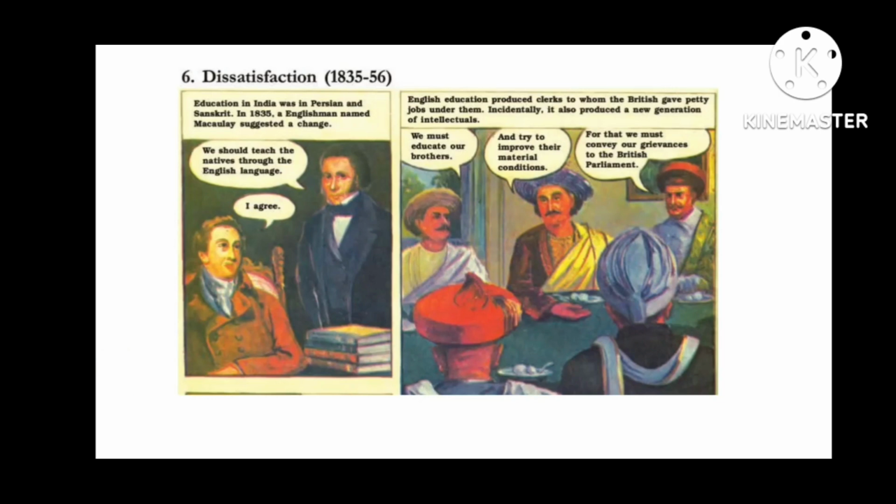English education produced clerks to whom the British gave petty jobs under them. Incidentally, it also produced a new generation of intellectuals. So they wanted to educate Indians in English so that they could give small jobs, like that of clerks, to Indians. "We must educate our brothers and try to improve their material condition. For that, we must convey our grievances to the British Parliament." So the British wanted Indians to do petty jobs, which is why they taught them English.